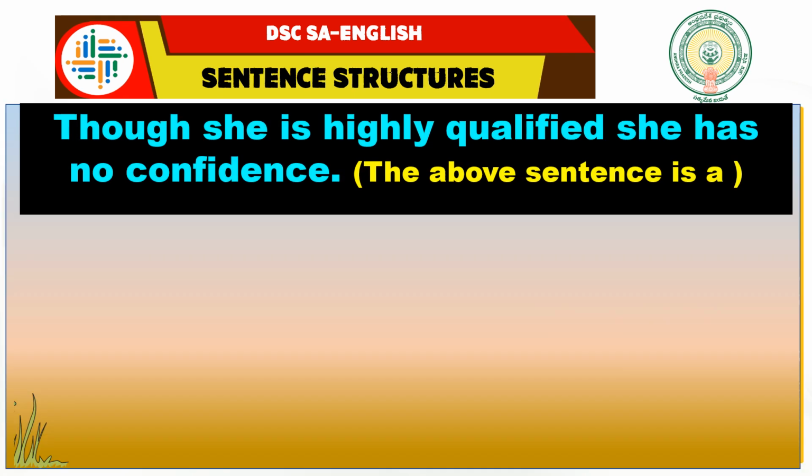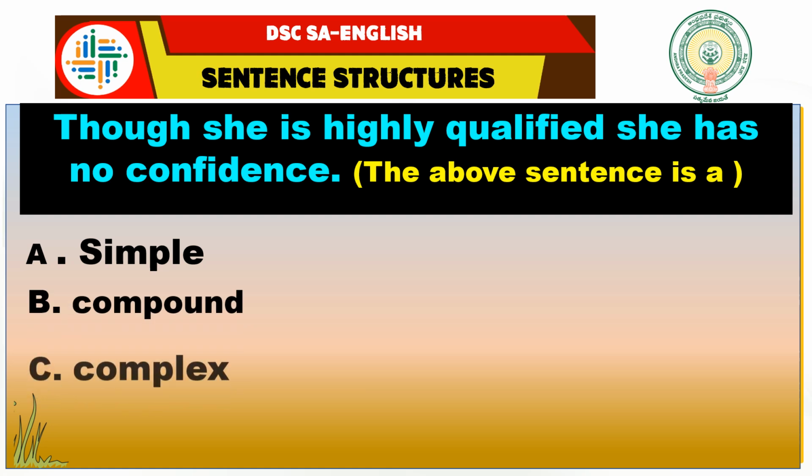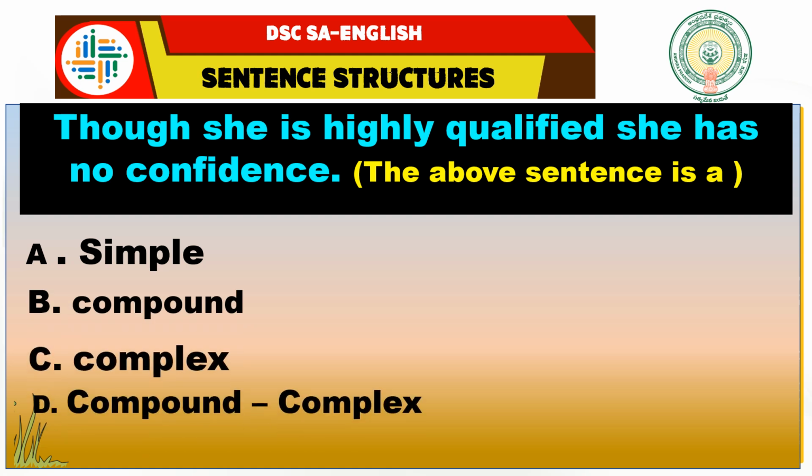Though she is highly qualified, she has no confidence. What type of sentence is this? Is it simple, compound, complex, or compound complex? Though she is highly qualified, so it is a dependent clause. She has no confidence, that is an independent clause. So then it is a complex sentence.